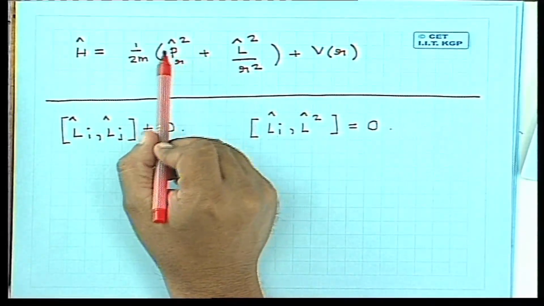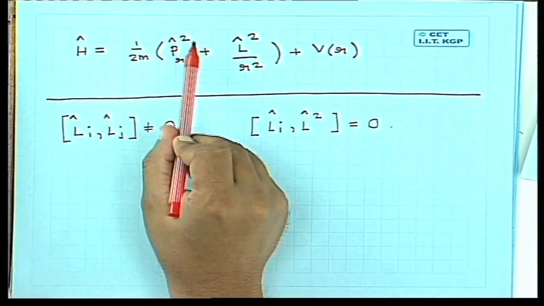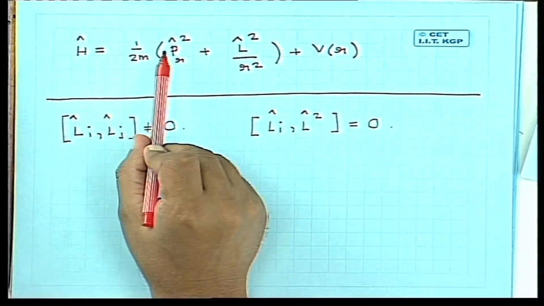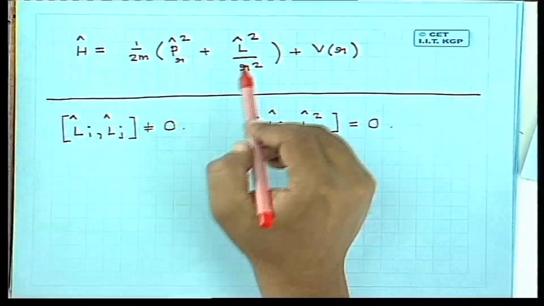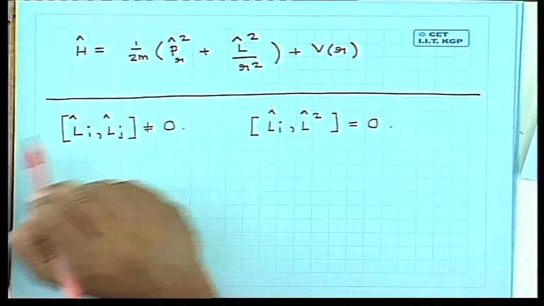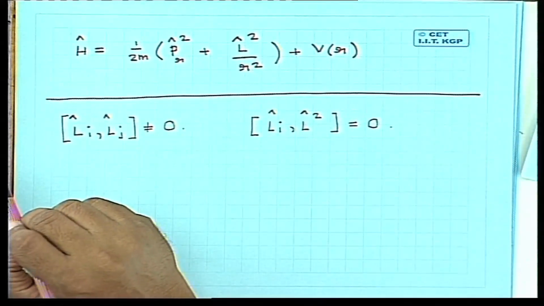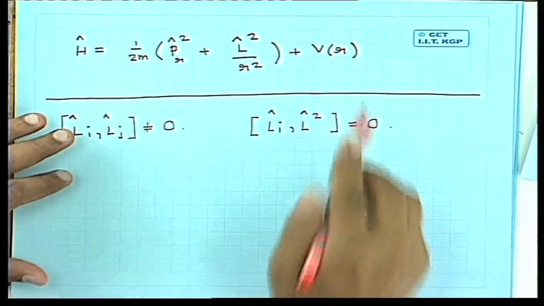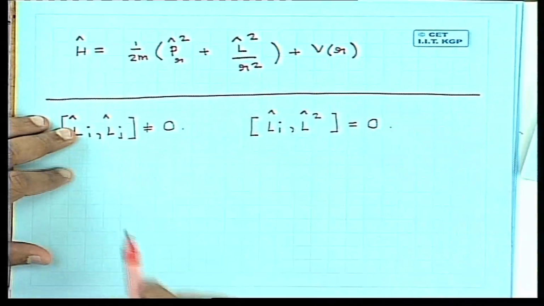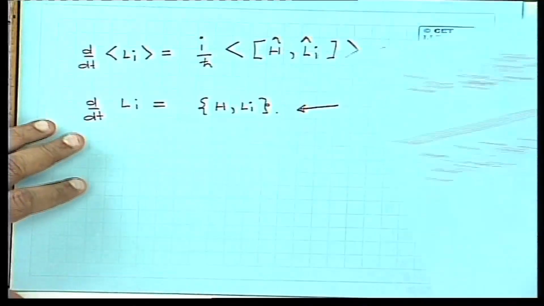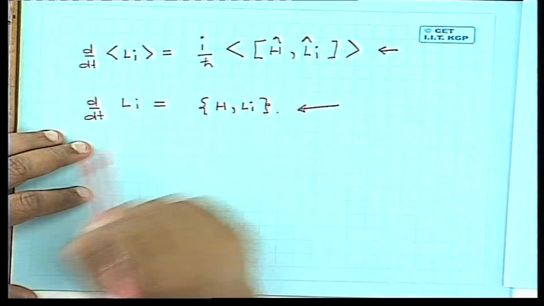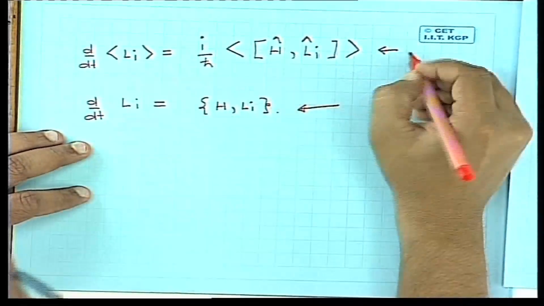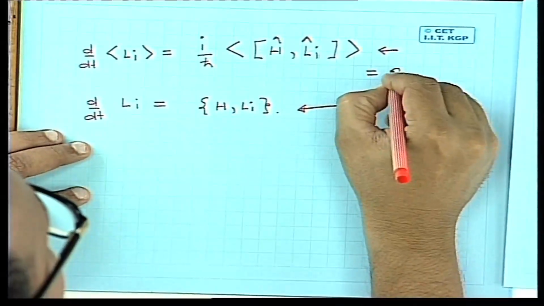The radial momentum involves only radial derivatives, so this obviously commutes with all components of the angular momentum. We have also seen that L squared commutes with all components of the angular momentum. This also involves only the distance, so it also commutes with all components of the angular momentum. So the commutator of H and the angular momentum is exactly equal to 0.